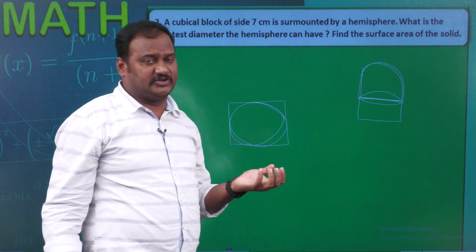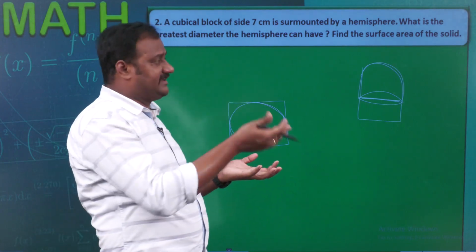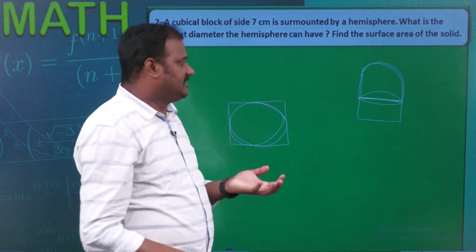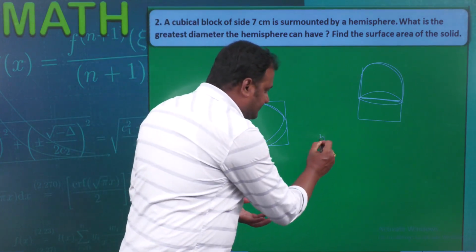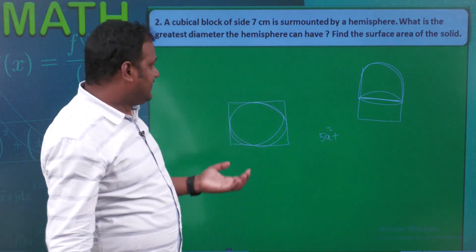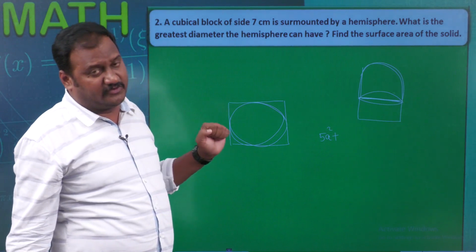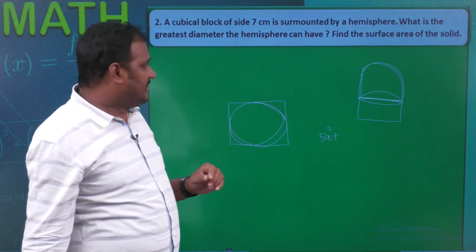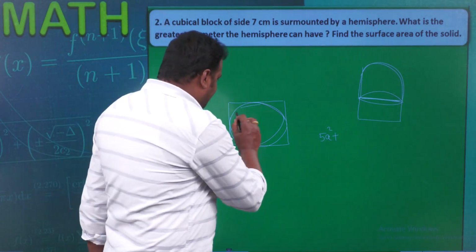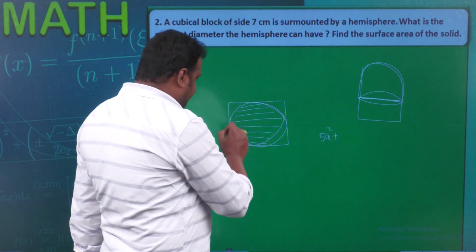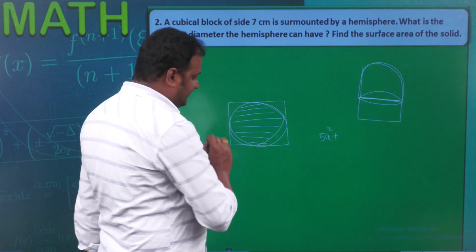Out of 6 faces, you are placing a cube-like hemispherical depression on one face. So the remaining 5 faces are not getting disturbed. So the remaining 5 faces' area is 5a square. On the top, this is the top view of one face of the cube. See, this place is completely covered by the hemisphere, and you can see only the space in this place, this place and this place.